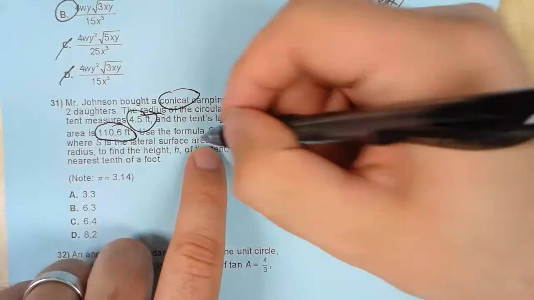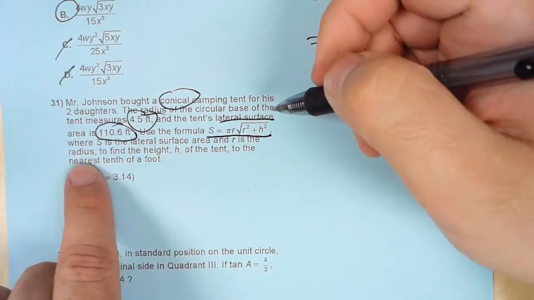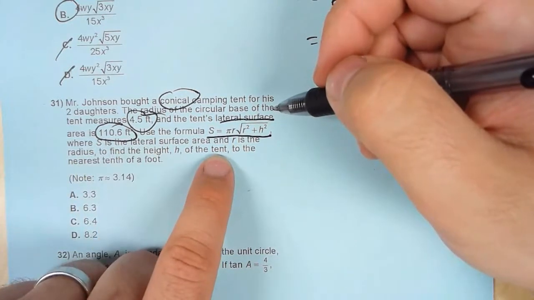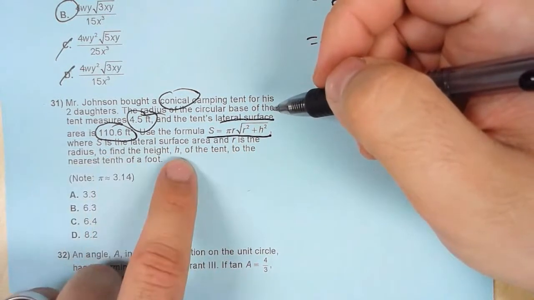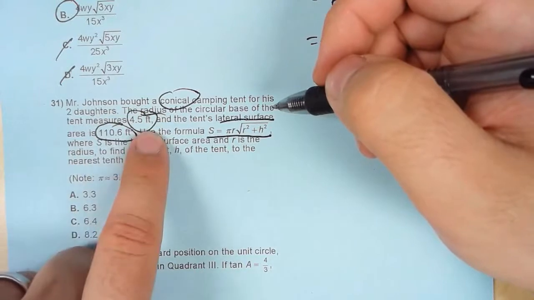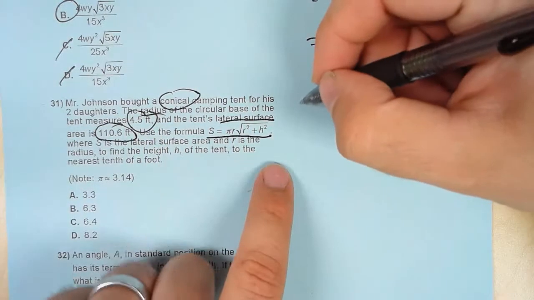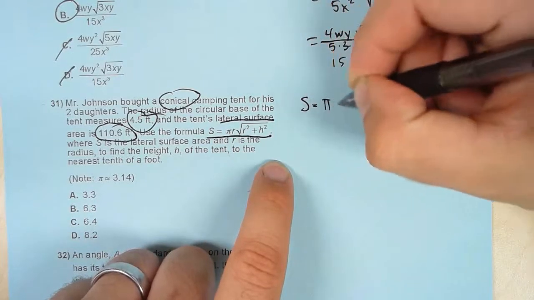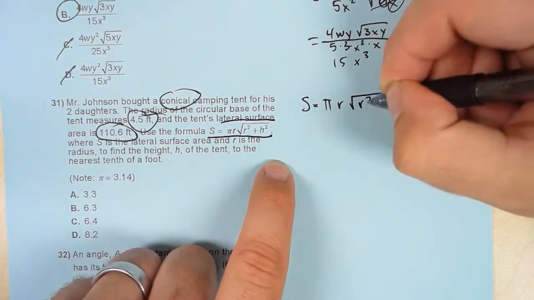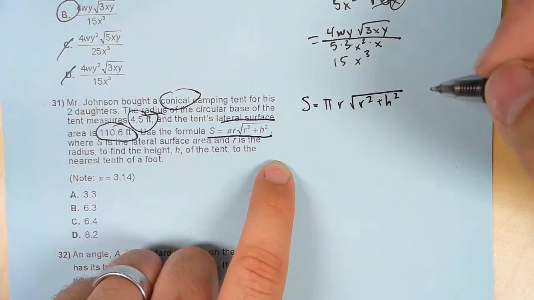Use the formula, this is kind of important, where S is the lateral surface area and R is the radius, to find the height of the tent. So they're giving us the radius, they're giving us the lateral surface, and they want us to find H. So I'm just going to copy this formula down without changing anything. S equals pi R square root of R squared plus H squared.